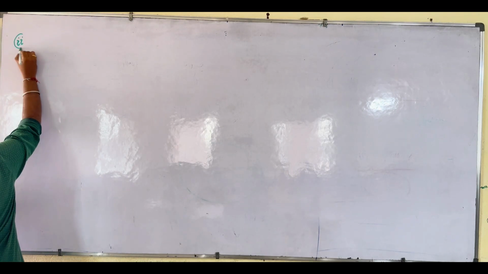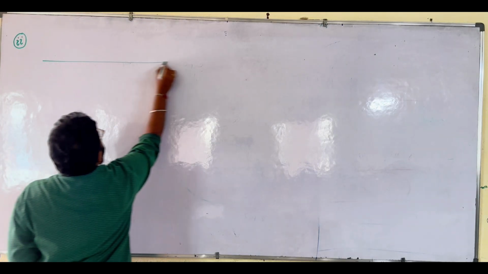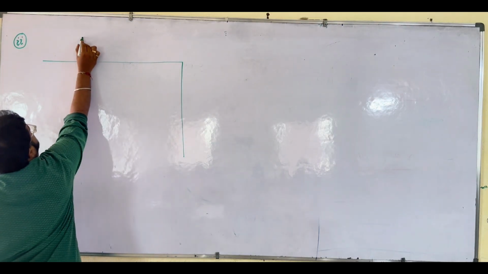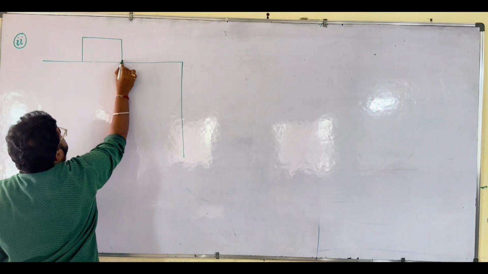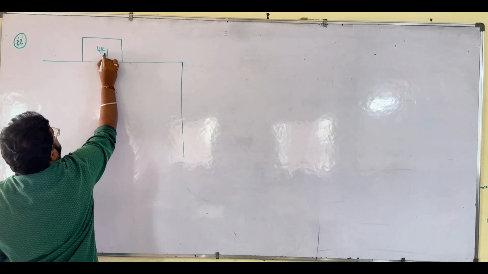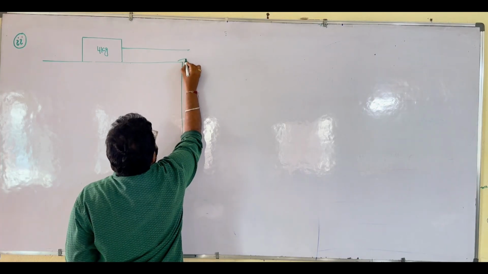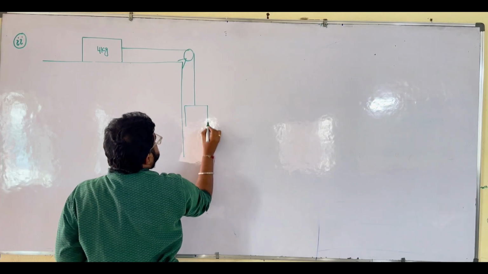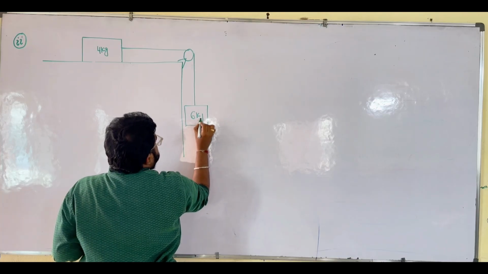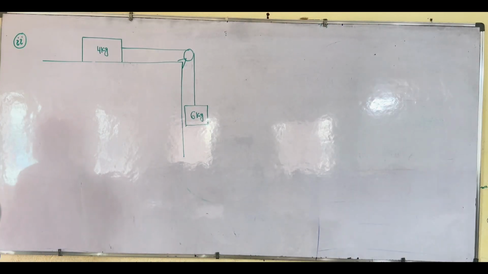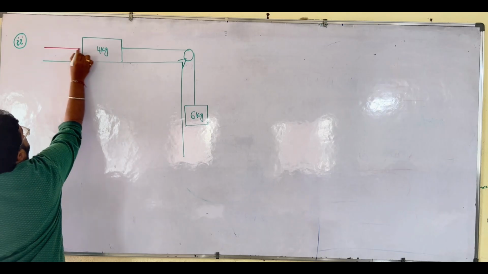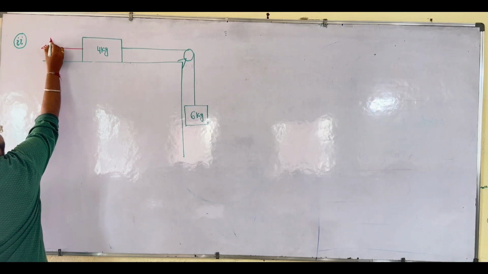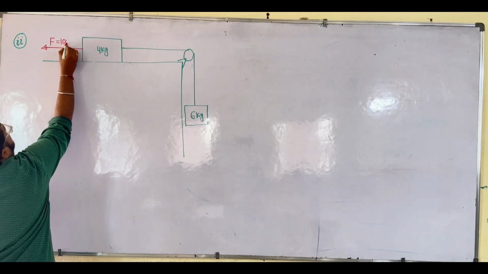Next question. Draw the figure. 4 kg and 6 kg. Take this 4 kg block here. It is passing over the pulley. This is the 6 kg block. A force of 100 Newton is applied here. F equal to 100 Newton is applied here.